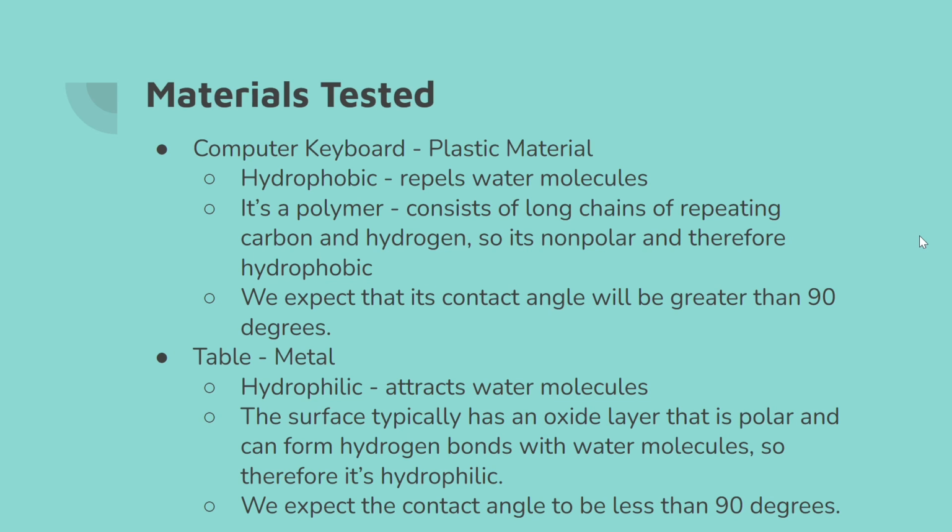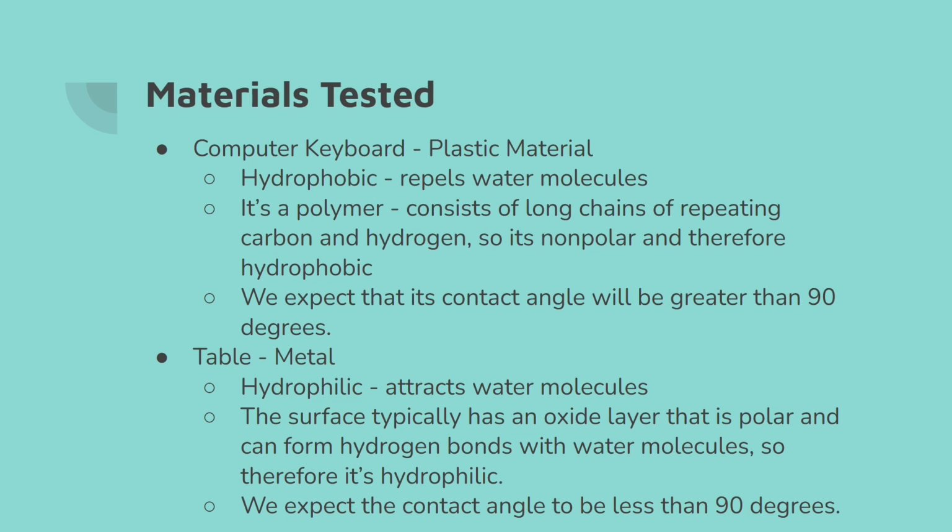So first we tested a plastic material, and this was our hydrophobic example. We used my computer keyboard. This is a polymer which consists of long chains of repeating carbon and hydrogen units, so it's nonpolar and therefore hydrophobic. Because it's hydrophobic, we expect that its contact angle will be greater than 90 degrees.